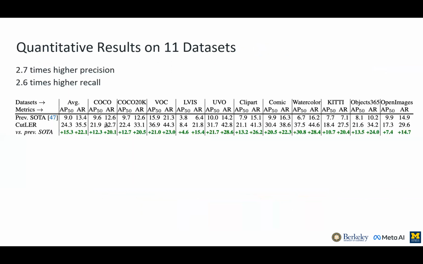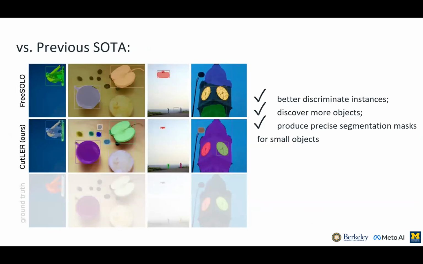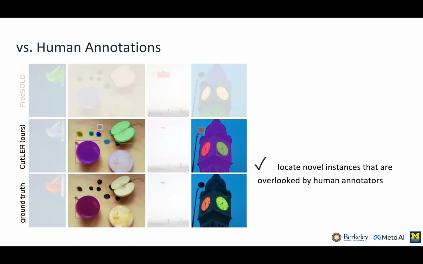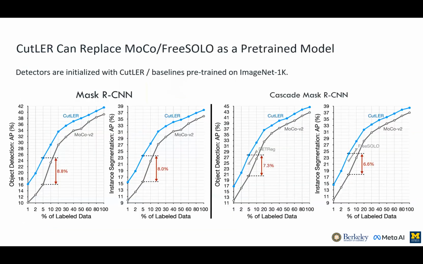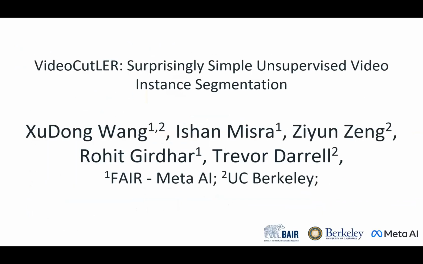So the quantitative results here on many different datasets show significant improvement in performance across a wide number of tasks. Compared to the previous state of the art, the discriminative instances are better, it can discover more objects and has more precise segmentation masks. And it often actually finds instances that were missed by human annotators and were errors in the ground truth. And this can work as a good pre-trained model. Code is available. And again, this is a talk at the main conference. I encourage you to go see it.